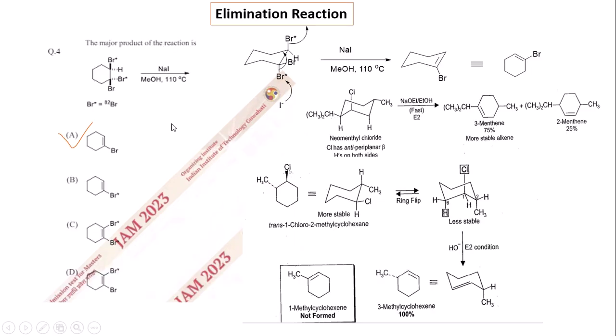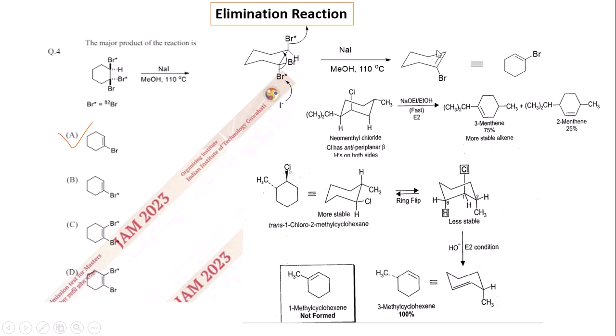Now we are going to the elimination reaction. The stereoelectronic requirement for the E2 elimination is that the two leaving groups must be present in the anti-periplanar orientation. In the given problem, the cyclohexane derivative, this is the bromine compound, and the 2-star bromine atom is the one marked with the bromine. In the presence of I minus, it can be cleaved via the anti-periplanar orientation to produce the alkene compounds.